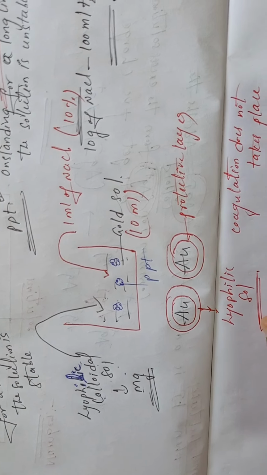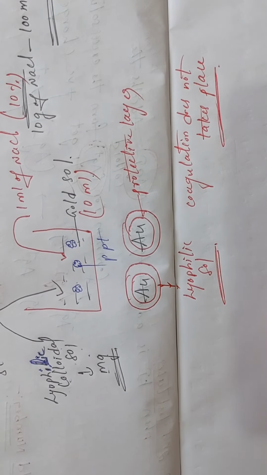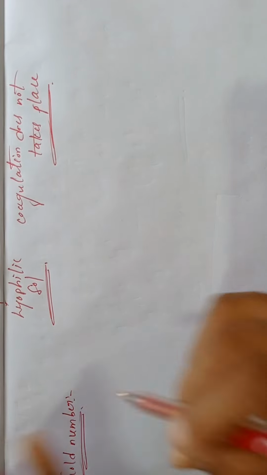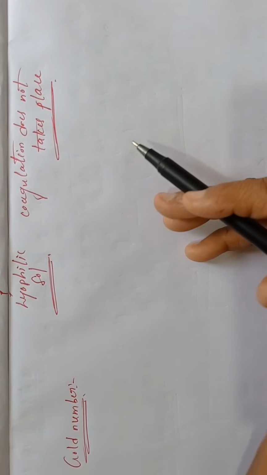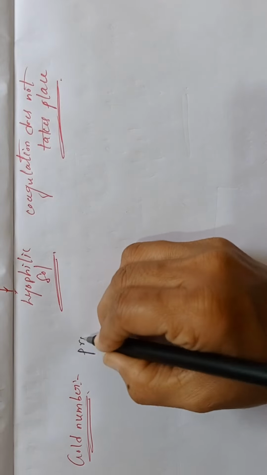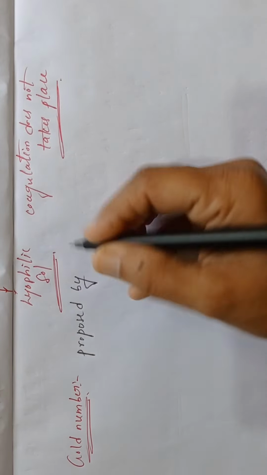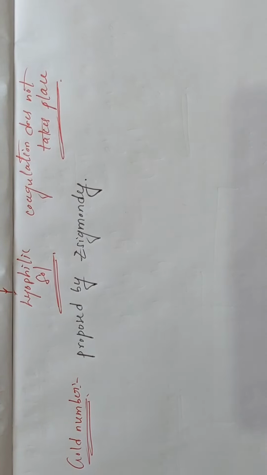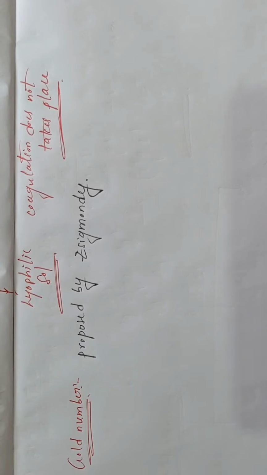So this is the gold number, students. Now I'm going to discuss the gold number definition. What is the gold number? It was proposed by Zsigmondy. Okay, so what is the definition, students?